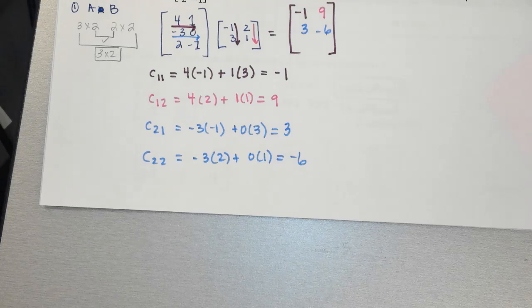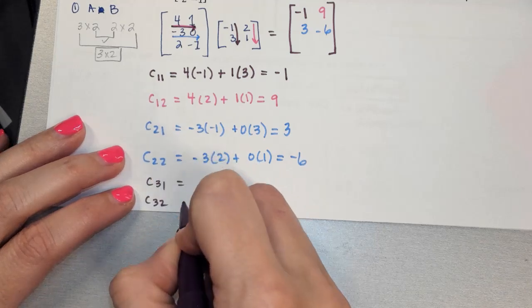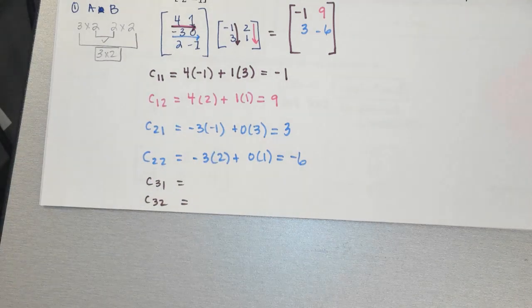And then do you guys want to try the third one? You guys want to try C31 and C32? And C33 after that? Let's give it a go. I know it does take some thinking when you're getting used to it. And then when you're done with that, you can start the process for BA.